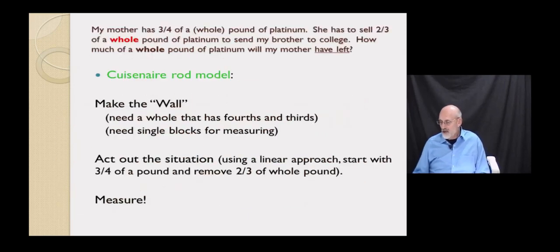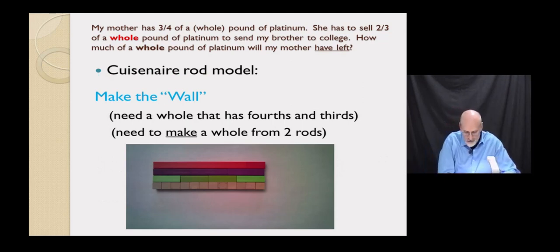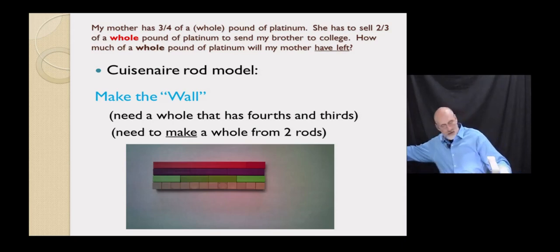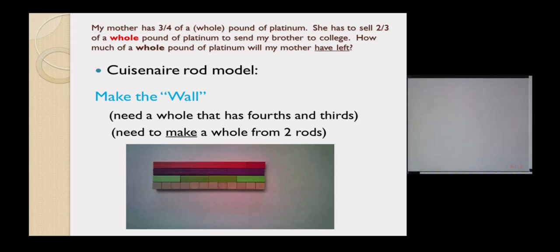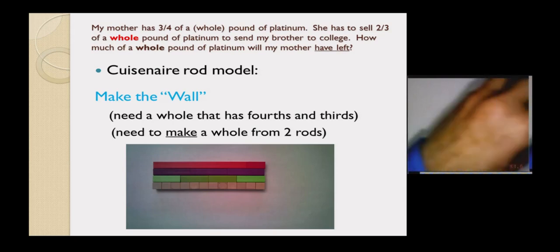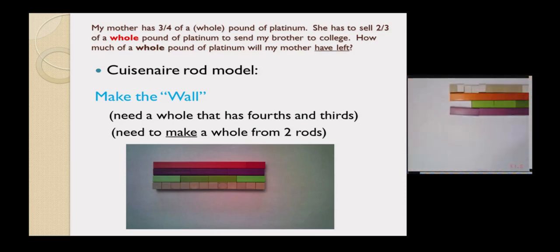So again, when we model this with Cuisenaire rods, we're going to make the wall, we're going to act out the situation. We'll start with the 3/4 of a pound, and then we'll see what 2/3 of a whole pound looks like. We'll remove that and then measure and count to see what's left. So let's model that. So we need a wall again that has both thirds and fourths, since thirds and fourths were involved in the problem.